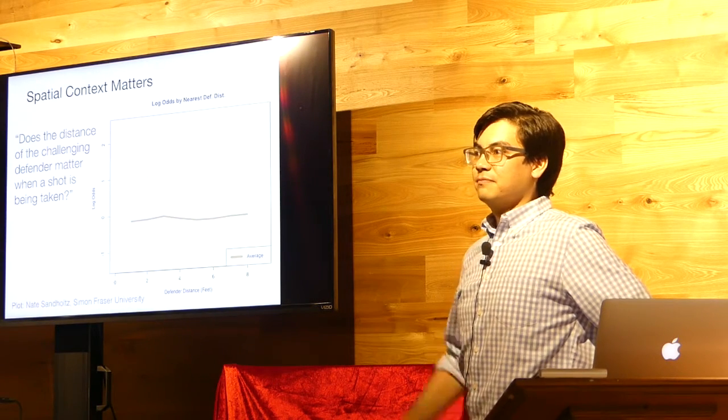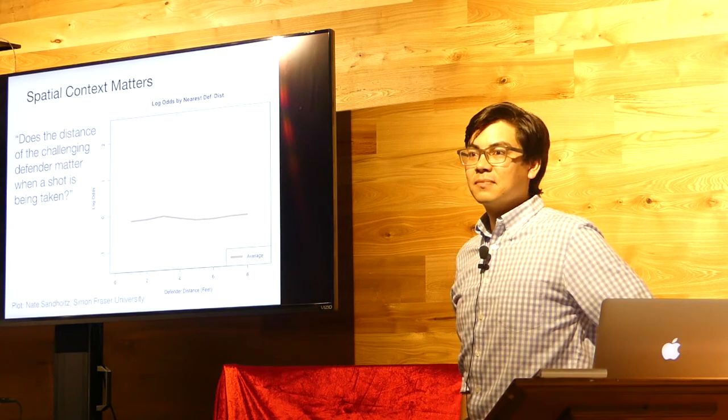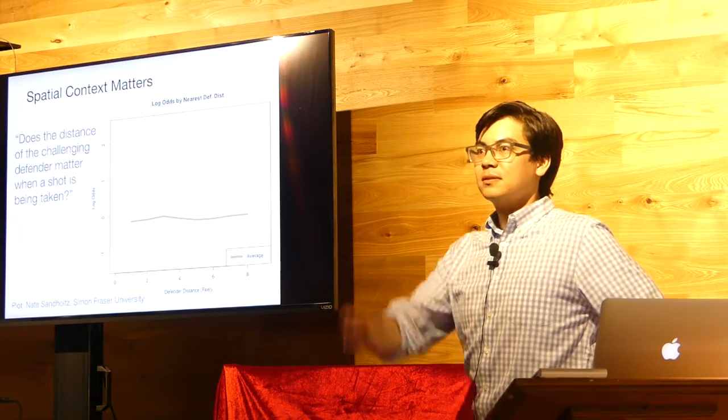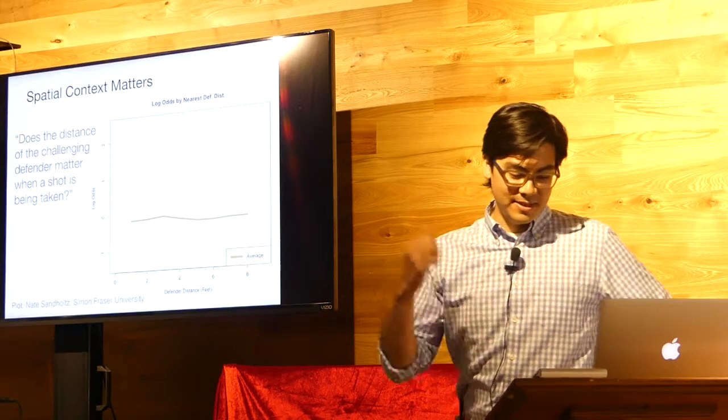So does anyone have an idea of what's going on here? Is it the defender closest to the shooter that you're measuring? Yes, it is the defender closest to the shooter. The defenders are closer when the player is closer to the basket. Yeah, that's exactly it.